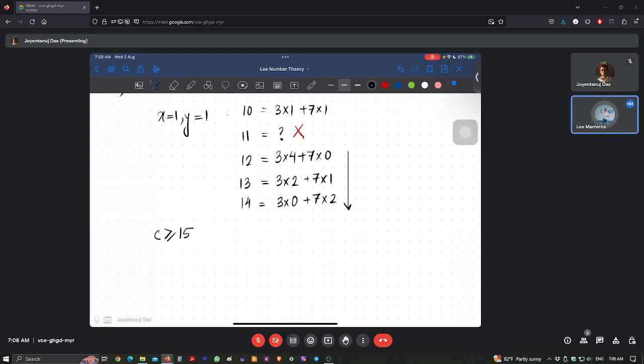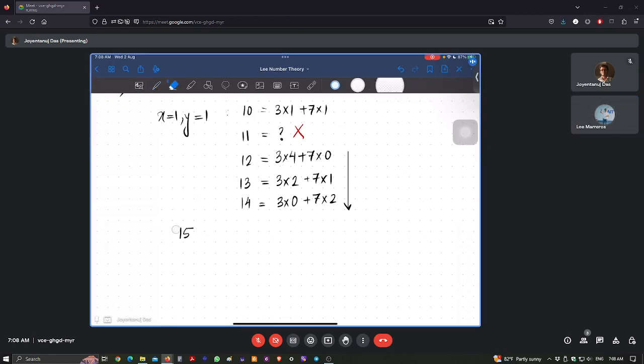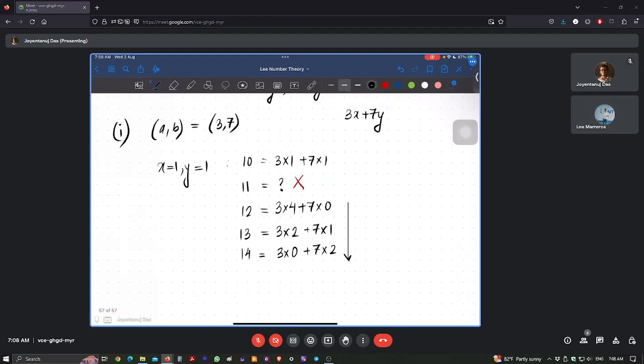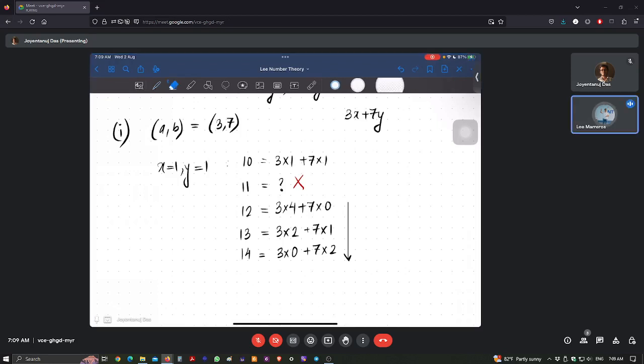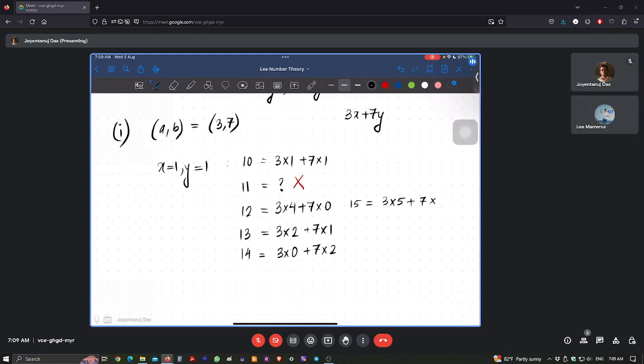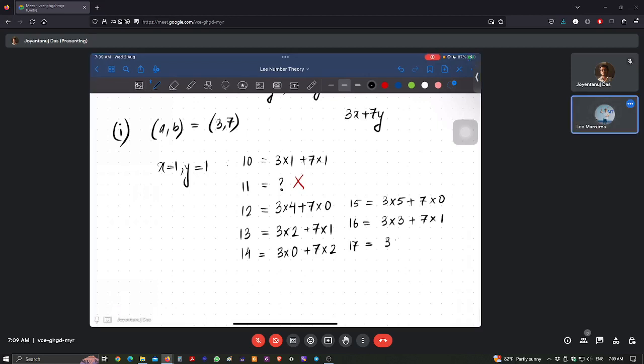But what about 16? Let us check. 16 minus 7 is 9, right? Oh yes, 16 is possible. 16 is 3 times 3, which is 9, plus 7 times 1. 17 is also possible because 14 plus 3, right? So I think after 12 everything is possible, but somehow we have to prove it, right?